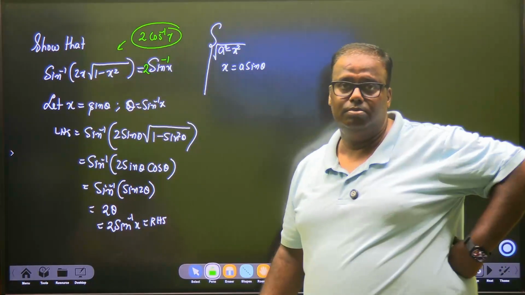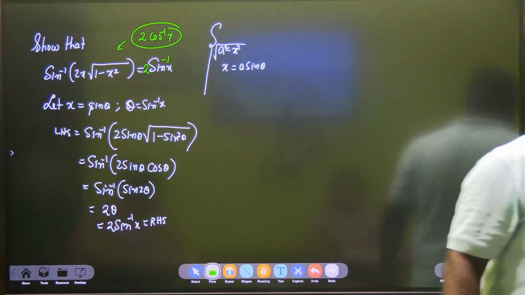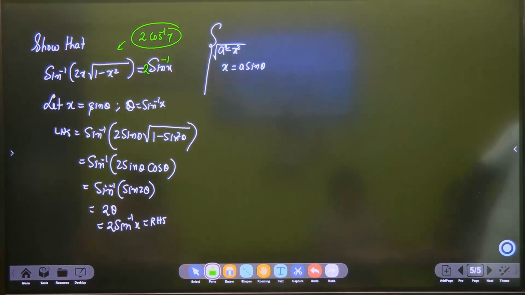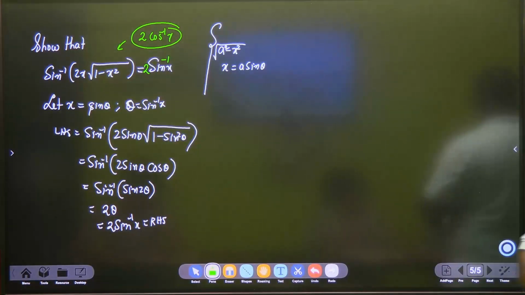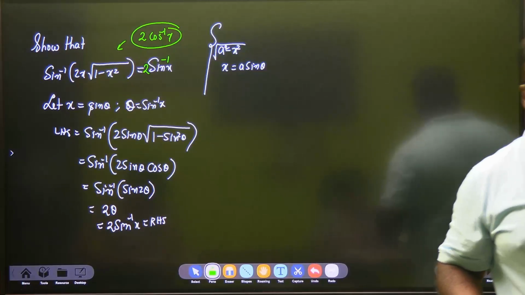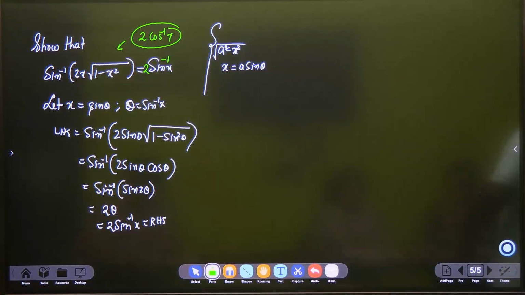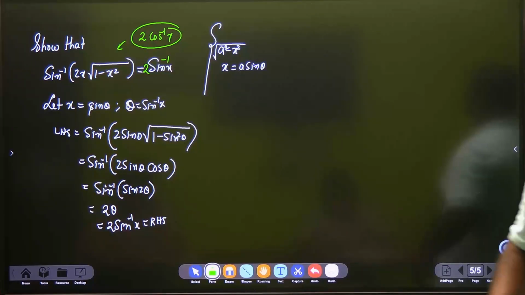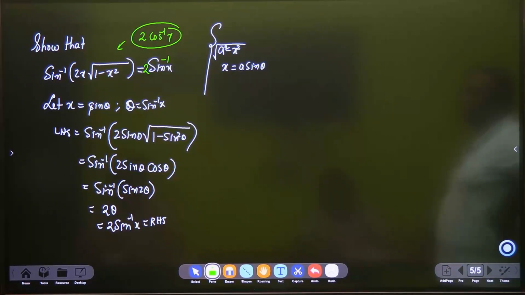Try to do it. The idea would be the same. What would be the idea? Since it is given that we have to prove it as, don't look, look at this, not at the book. Same question, just the RHS is different.